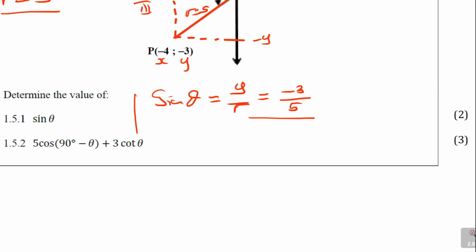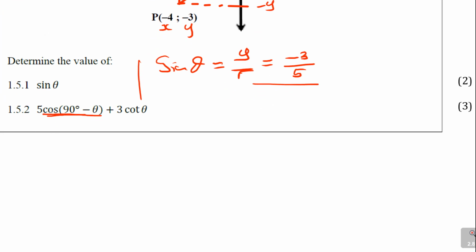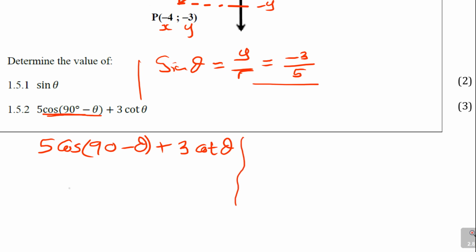It says 5 cos(90 minus theta) plus 3 cot theta. They were a bit tricky there. But anyway, I don't know why they used that kind of question here. I'm trying to approach it without violating your curriculum, because everything is within the curriculum. Let me see here. If they say 5 cos(90 minus theta) plus 3 cot theta.